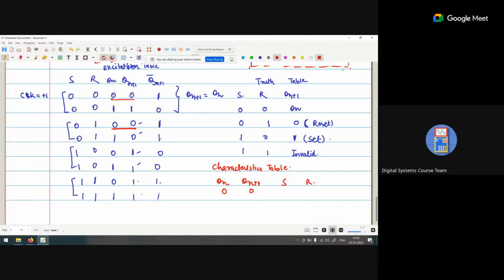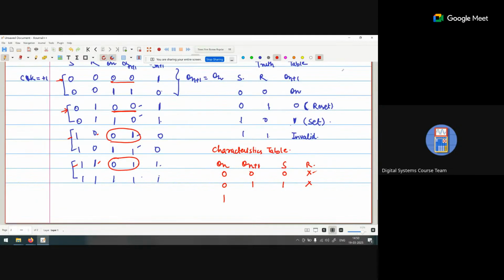Now with respect to this one, when you check the position of S and R, S is 0, R is 0, and S is 0, R is 1. So we can say S is always 0, but R is a don't care condition, because in one situation R is 0 and in another situation R is 1. Now S is 1 and R is again a 0 and 1. So S is 1, R is again a don't care. Now 1, 0.